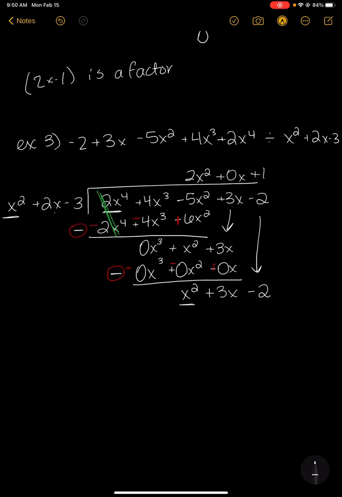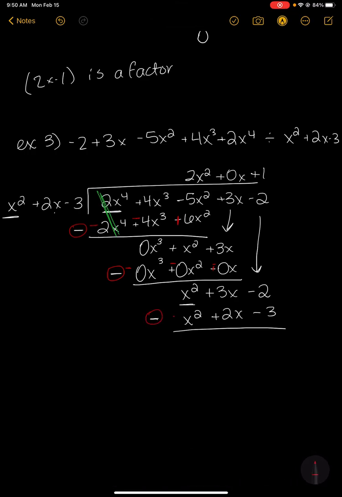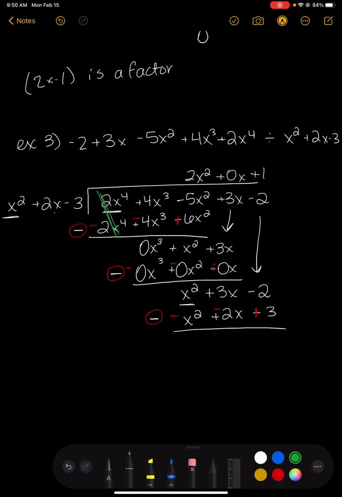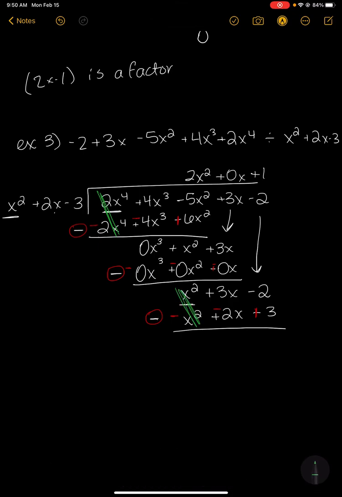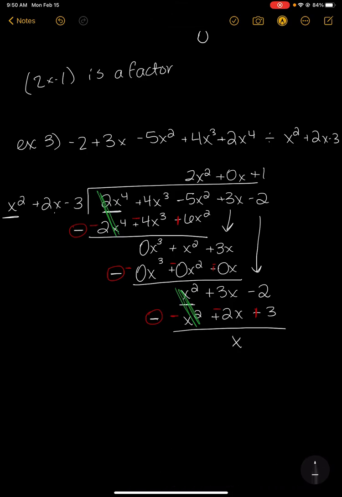So 1 times x squared is x squared. 1 times 2x is 2x. And 1 times negative 3 is negative 3. Draw our line and subtract. And then we will combine like terms. So my first term cancels out, and I am left with an x plus 1. So there's nothing else to bring down, so we find that x plus 1 is the remainder.